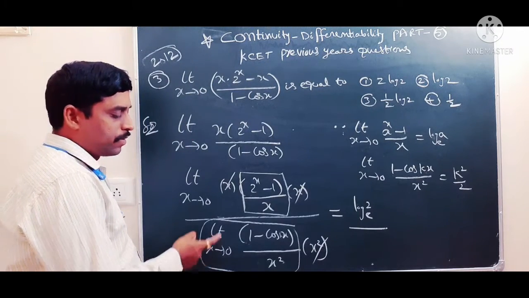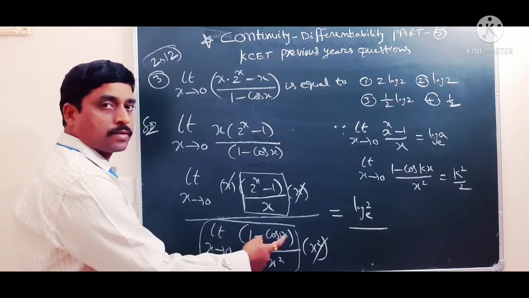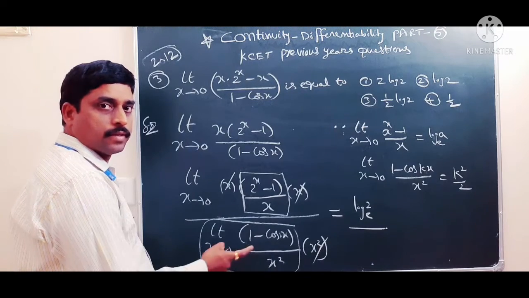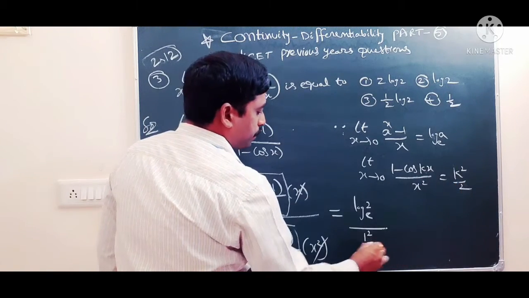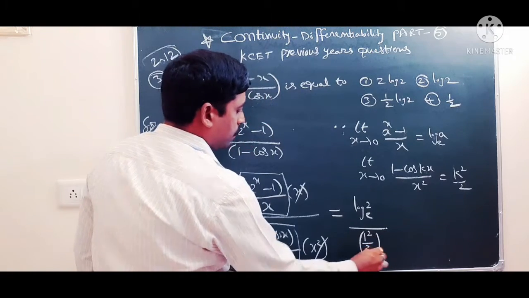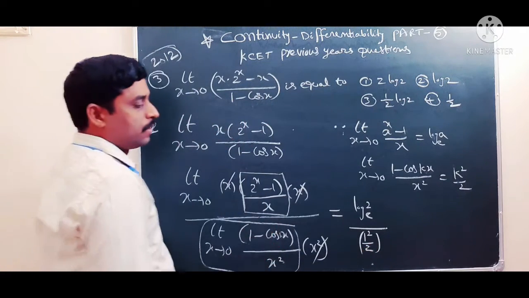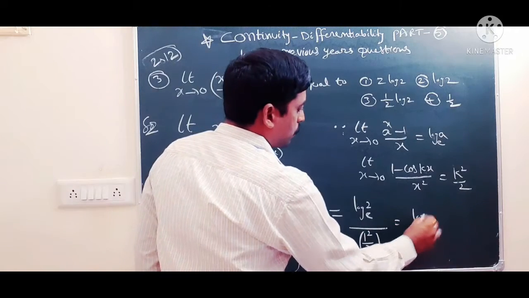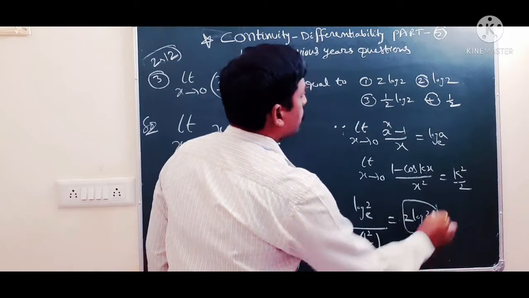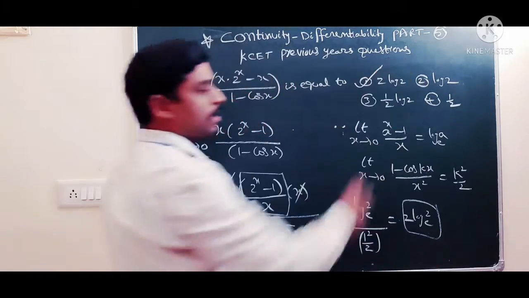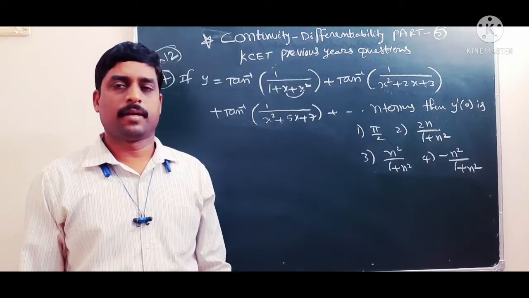So in the denominator, limit x tends to 0, (1 minus cos x) by x square. This will be k square by 2 formula, 1 square by 2, where k value is 1. So this is equal to log 2 base c by 1 by 2. This is nothing but 2. 2 log 2 is the answer. So 2 log 2, option 1 is correct. Let us go to the next problem.